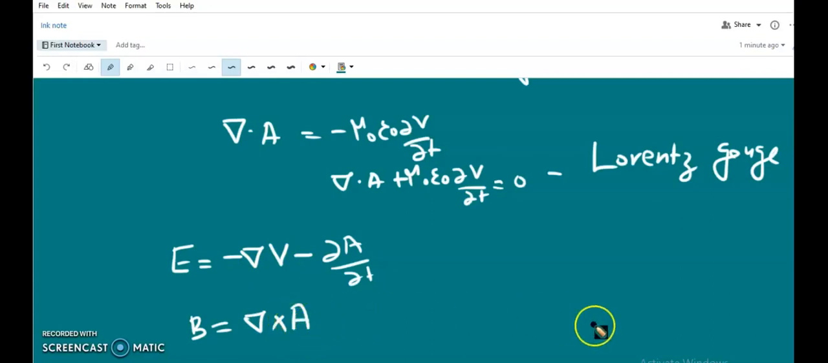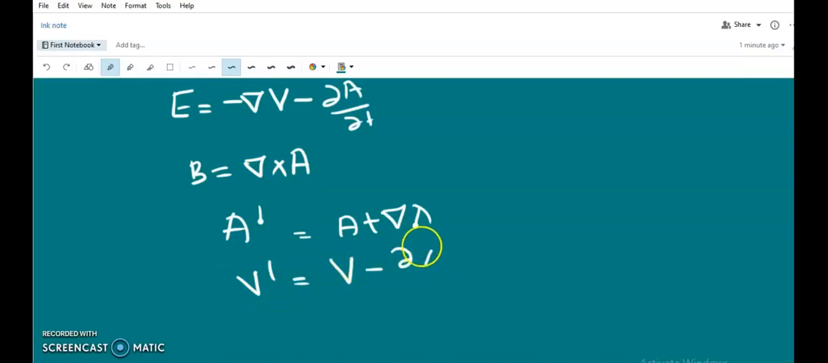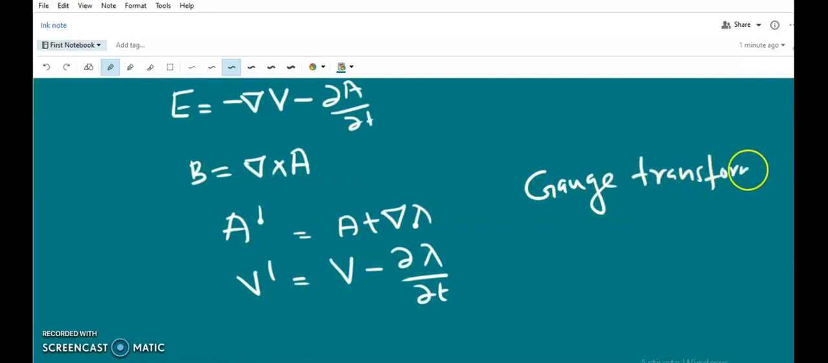So the gauge transformation equations at that time have small changes. A prime is chosen such that A prime is equal to A plus gradient of lambda. There is no change in this because the del cross equation does not change. V prime is chosen such that V prime is equal to V minus dou lambda by dou T. So when we change these potentials according to these equations, there will not be any change in the field, and these equations are called the gauge transformation equations.